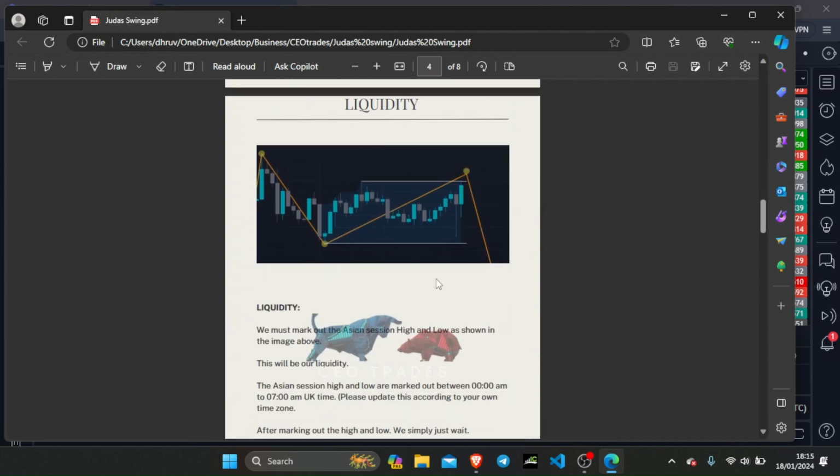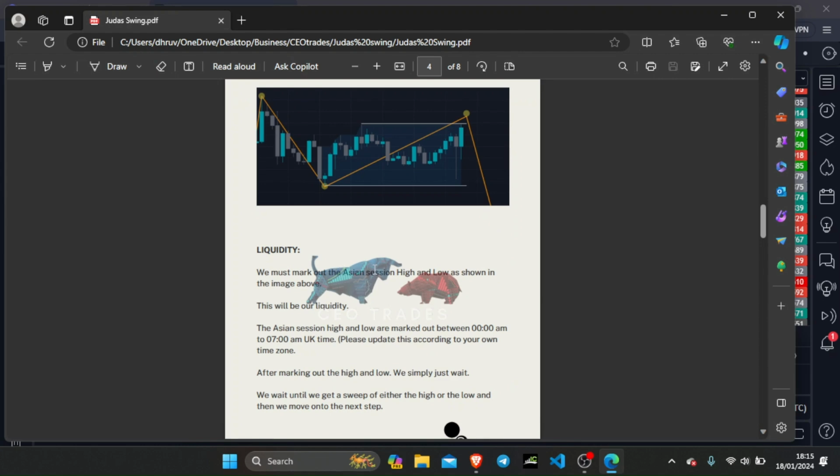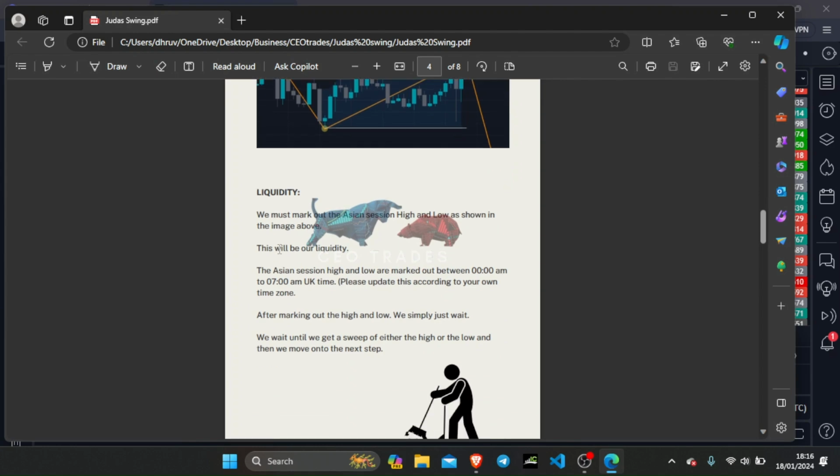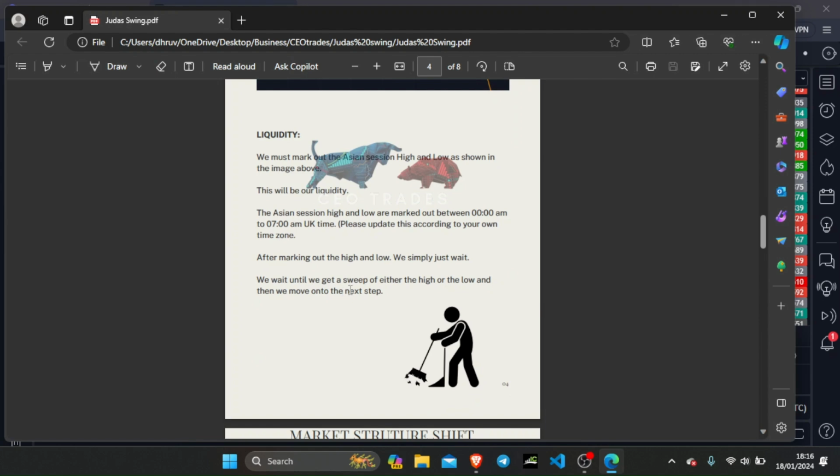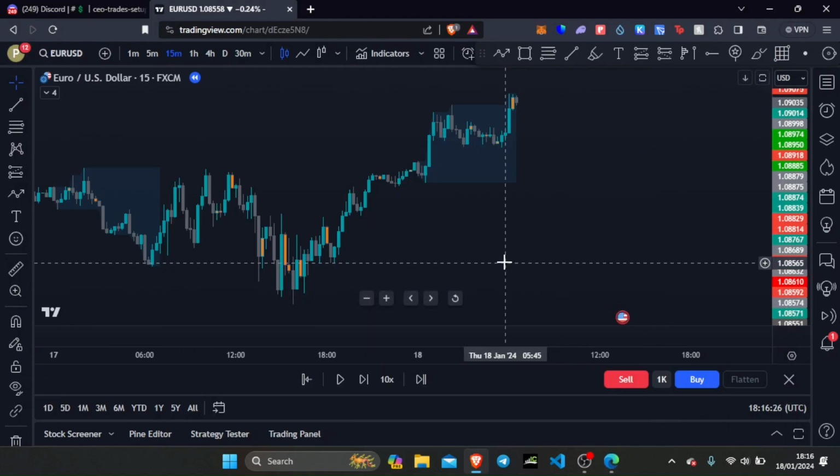And now the third step is that we actually have to mark out the Asian session highs and lows as shown like this. So the Asia session is actually now going to become our liquidity. So we mark out the Asia session highs and lows between midnight and 7 AM UK time. So update this according to your own time zone, but we simply just mark out the Asia high and low between midnight and 7 AM, and then we just wait. We simply wait for a sweep of either the high or the low, and then we move on to the next step. So let's quickly do that now.